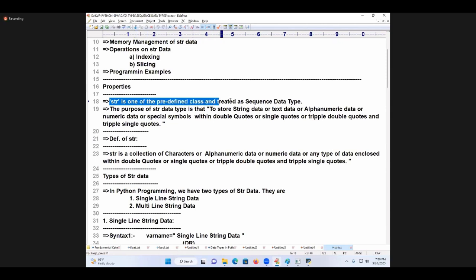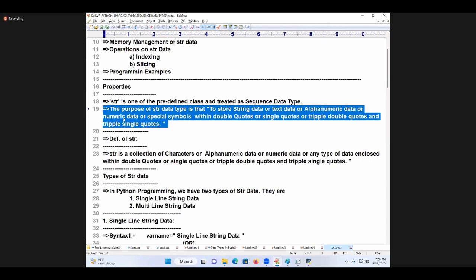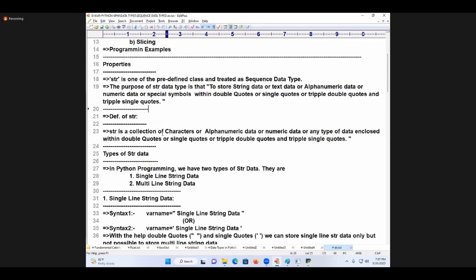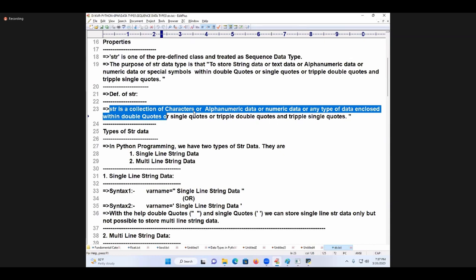STR is one of the predefined class treated as sequence data type. The purpose of STR data type is to store string data, text data, alphanumeric data, numeric data, special symbols within double quotes, single quotes, triple double quotes, triple single quotes. Got it? Definition of string. A string is a collection of characters, alphanumeric data, numeric data, any type of data enclosed within double quotes, single quotes, triple double quotes, etc.